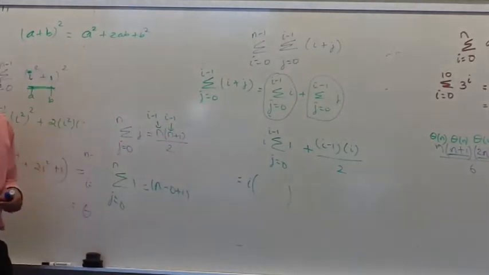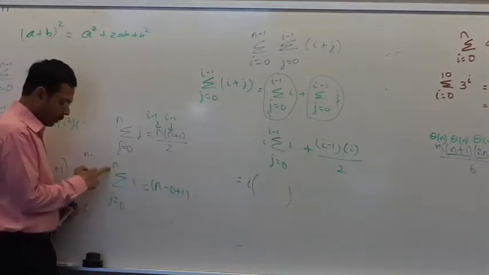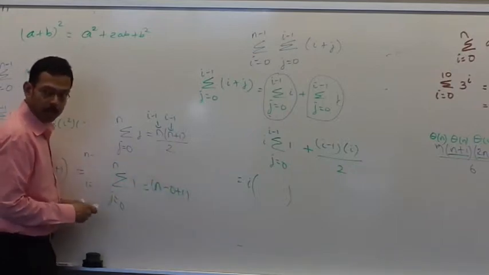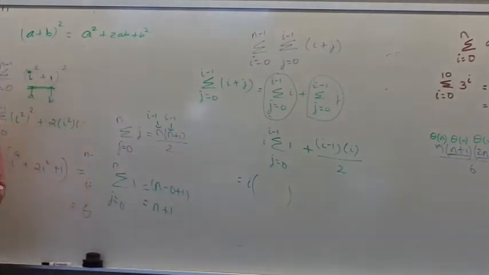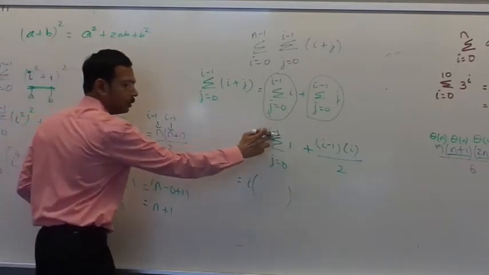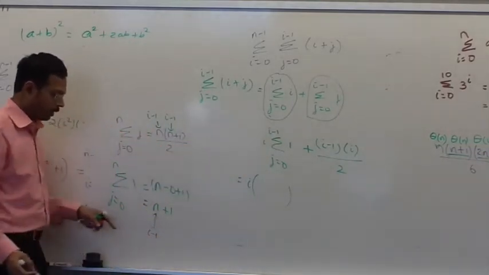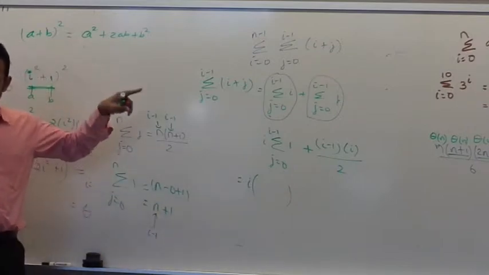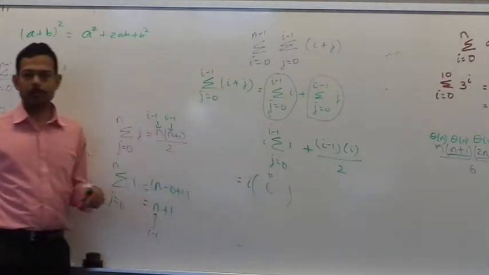So if J equals 0 to n, 1 means what? Upper limit is n minus lower limit is 0 plus 1. That's equal to n plus 1, isn't it? Instead of n here, we have I minus 1. So if you substitute I minus 1 here, the whole thing simplifies to I minus 1 plus 1, which is just I. So the whole thing simplifies to I.